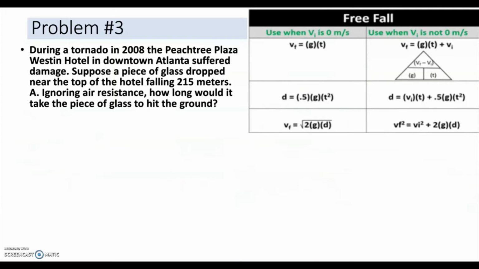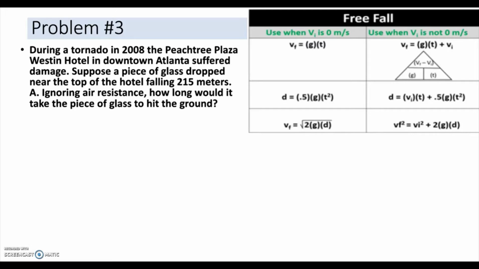All right, number 3, during a tornado in 2008, the Peachtree Plaza Westin Hotel in downtown Atlanta suffered damage. Suppose a piece of glass dropped near the top of the hotel, falling 215 meters. Part A, and this is a multi-part situation. Ignoring air resistance, how long would it take the piece of glass to hit the ground?